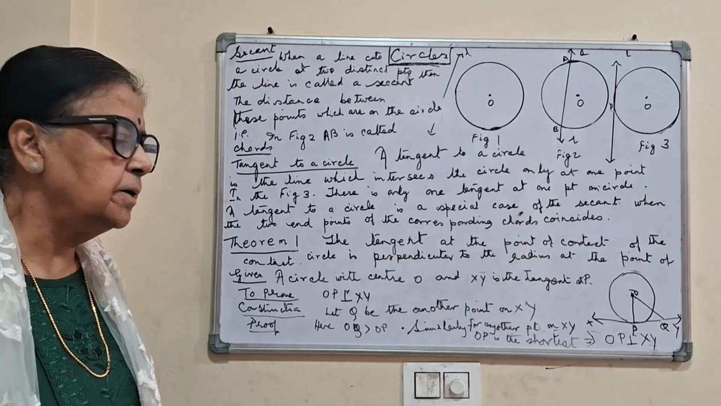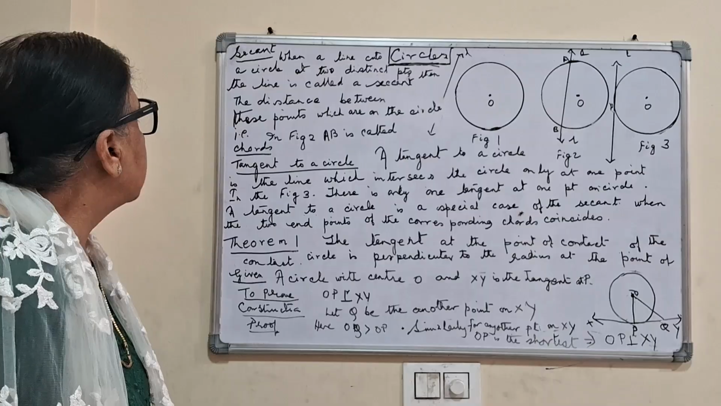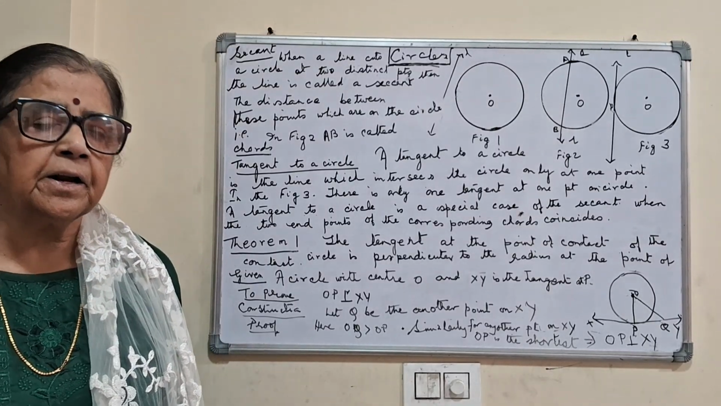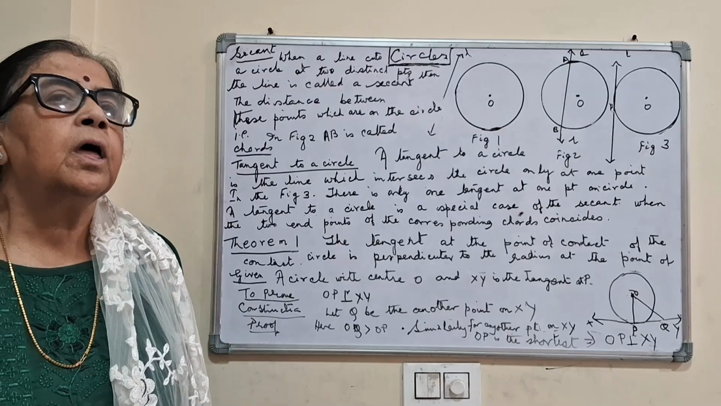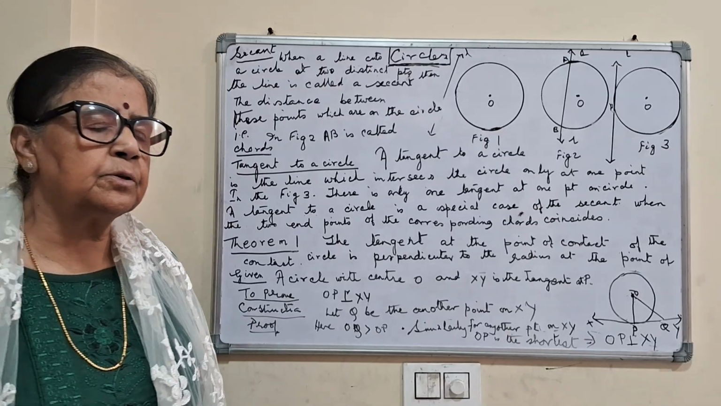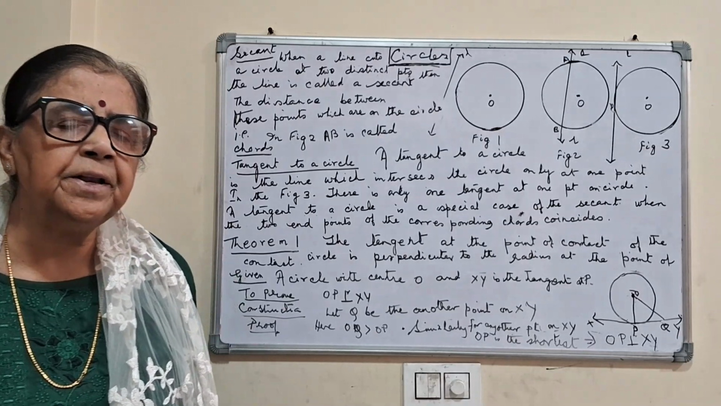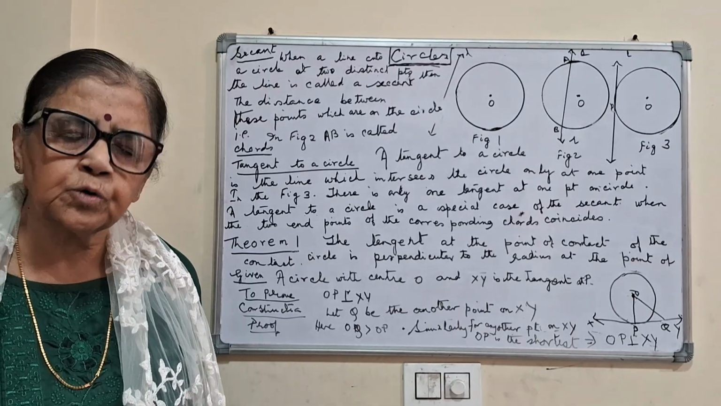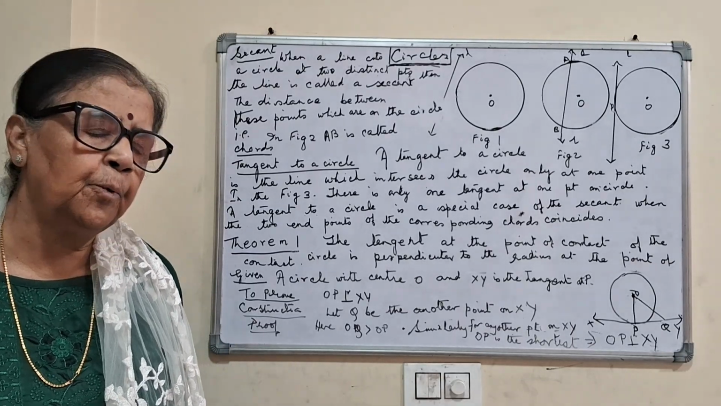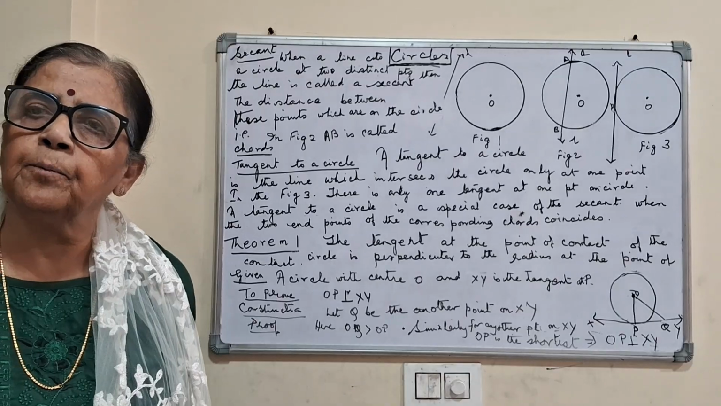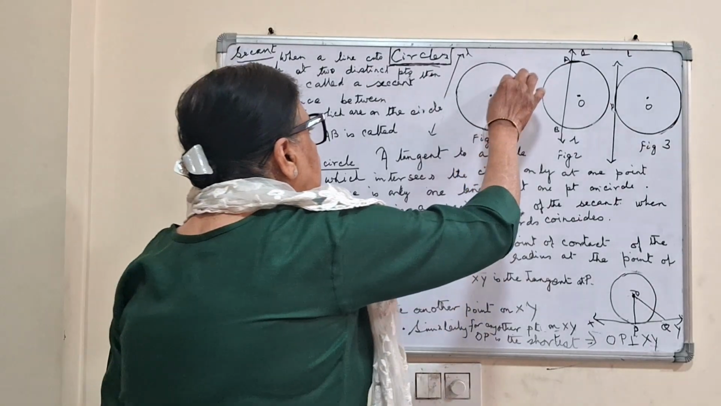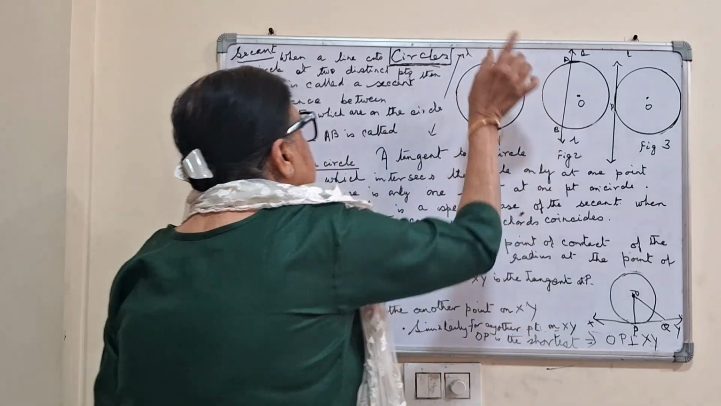Today I am going to start circles. Before I start, a circle is a closed figure. It is the path of a point which is equidistant from a fixed point. So this is the point and this is the path of the point.